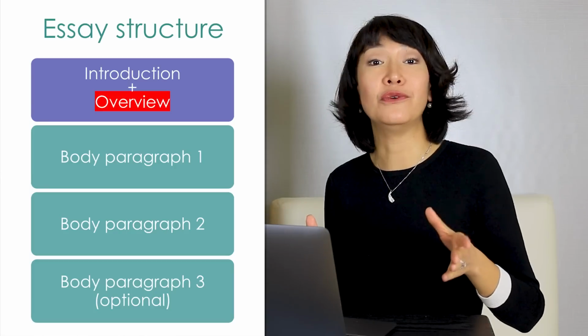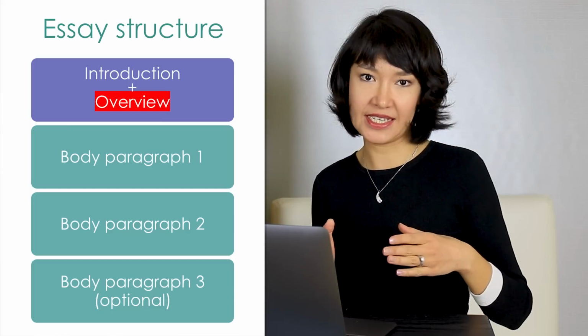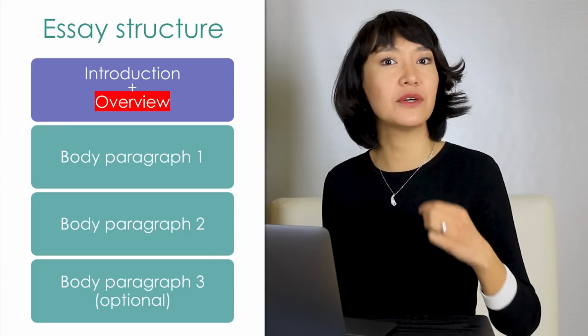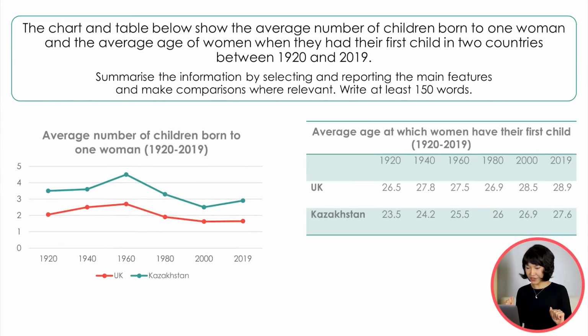Now let's have a look at the overview. In your overview, you should write 1 or 2 sentences where you summarize the information and say what you've learned. What's the most important thing? Let's have a look at our task. What is the most important thing here? If we have a look at the chart, we can see that one line is above the other. So women in Kazakhstan have more children than women in the UK. They had more children throughout the period, right?